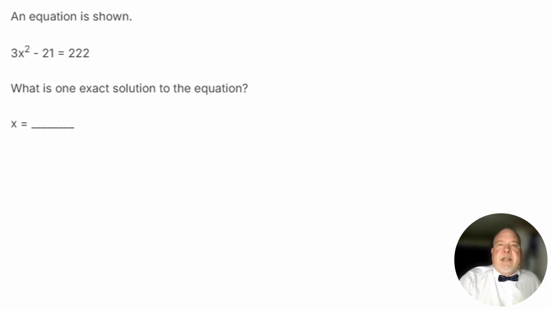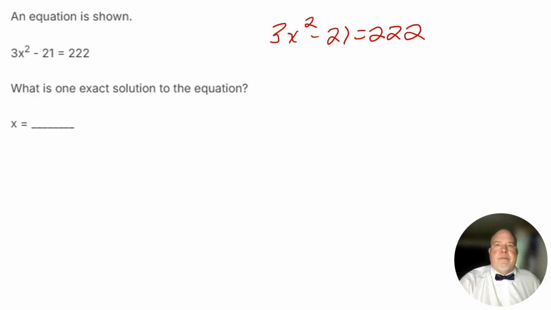So I have 3x squared minus 21 equals 222. So I'm going to draw a line down the middle here. And again, remember, we do this when we solve equations because it reminds us to keep the equation balanced by doing the same thing on the left side of the line and on the right side of the line.